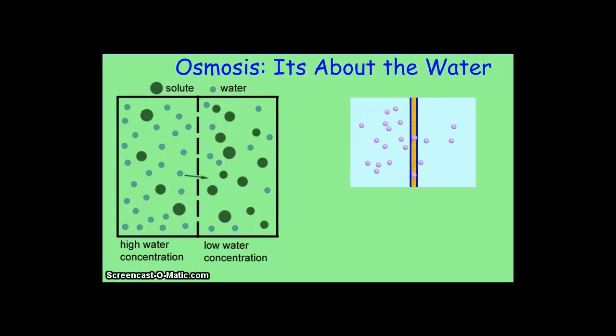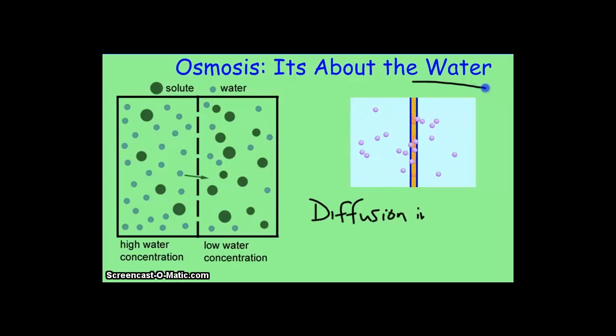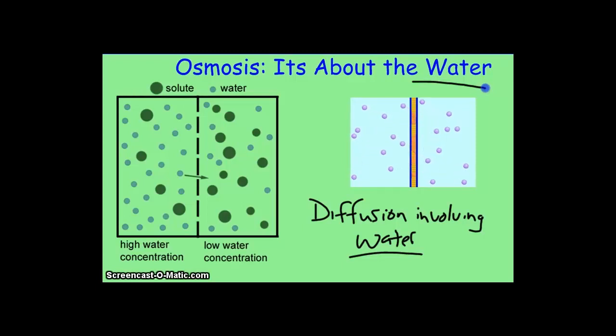So what's osmosis then? Osmosis is simply a special kind of diffusion. It's diffusion that involves water. Osmosis is always about the water. Every time you hear the word osmosis, the first thing that should come to your mind is water. You're interested in where the concentration of water is.